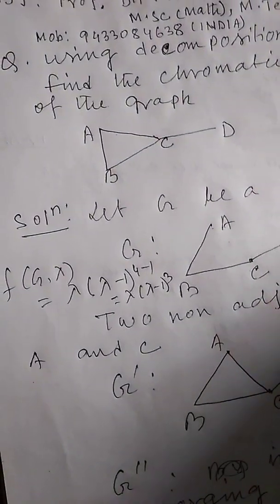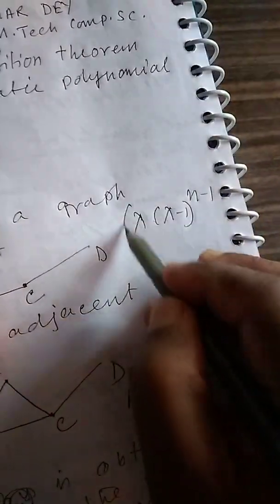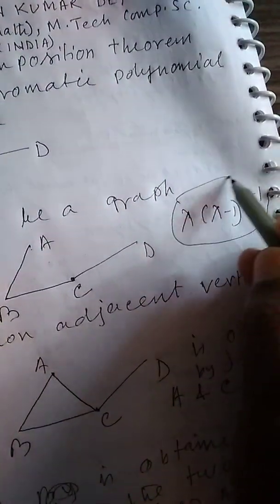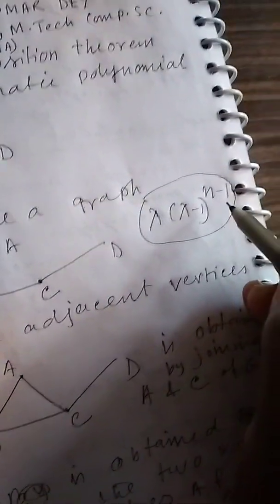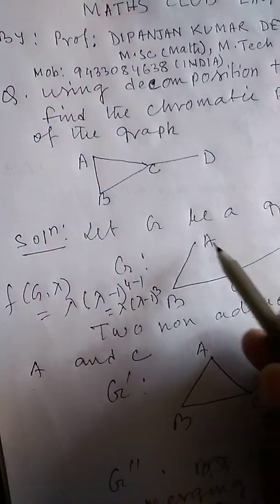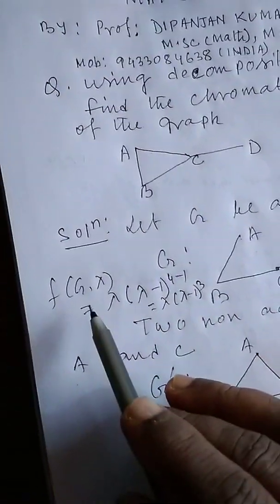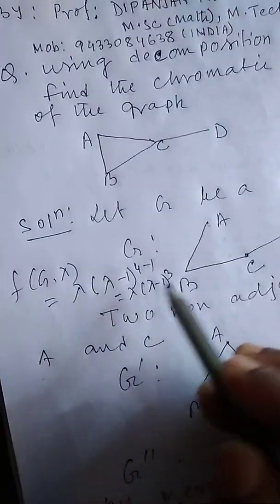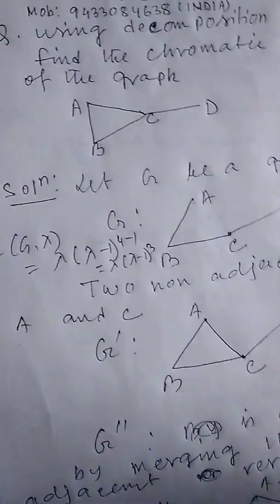Lambda into lambda minus 1 whole to the power n minus 1. This is the formula of chromatic polynomial of a tree of n vertices. Here is a tree with 3 vertices, 4 vertices of G. So the chromatic polynomial of G is lambda into lambda minus 1 whole to the power n minus 1.